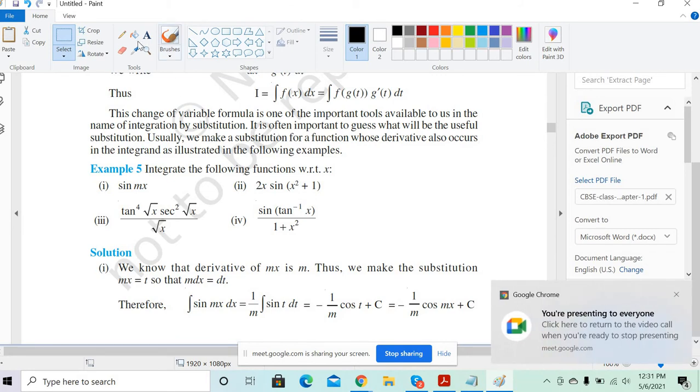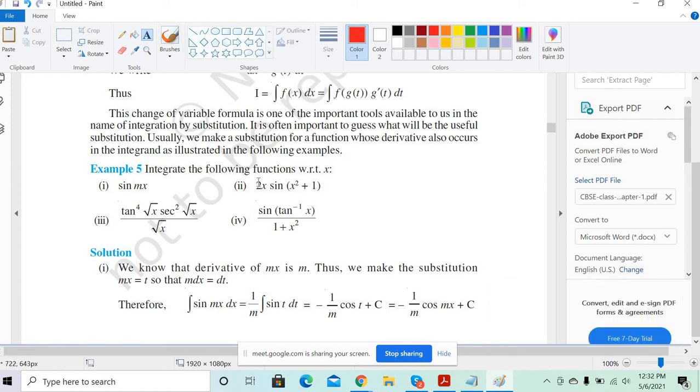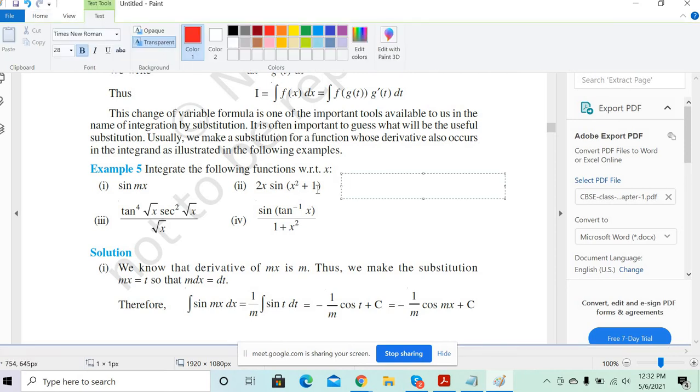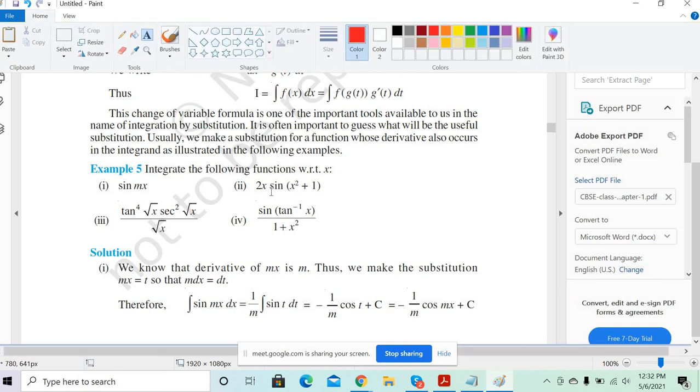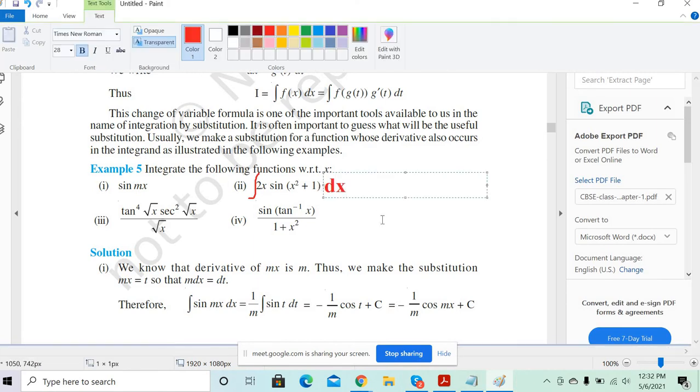Is it visible to you? Okay, Vijay. So let's try to understand. This is what I have: 2x times sin of (x square plus 1). I want to integrate this with respect to dx, correct?